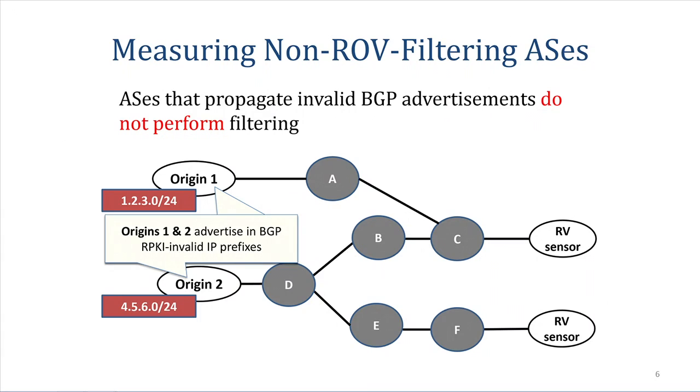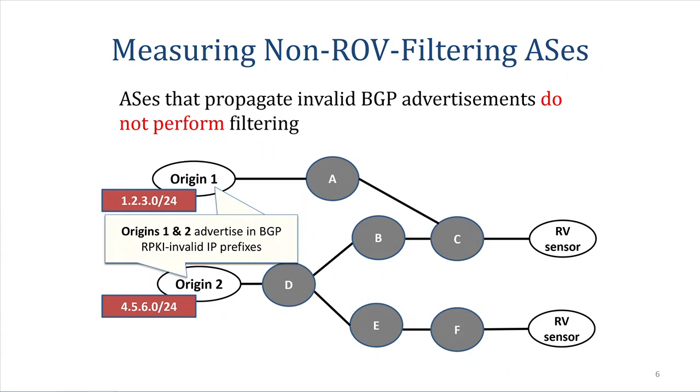So, we've done some measurements about ROV adoption. In particular, in this talk, I'm going to focus on the non-adoption aspect. We want to measure how many ASs do not filter invalid advertisements using ROV. The main challenge here is that, while ROAs are public and you can view them, the information of whether or not an AS chooses to do ROV is a private decision of that AS. So we need to infer that from what we see.